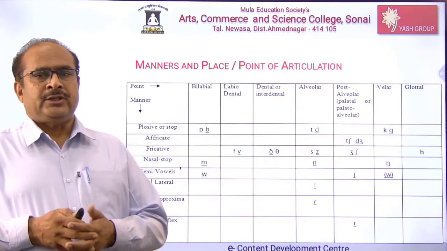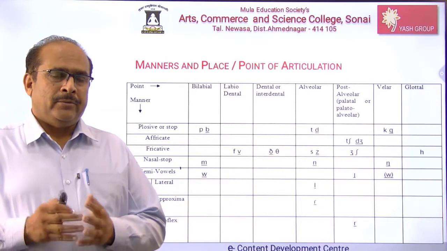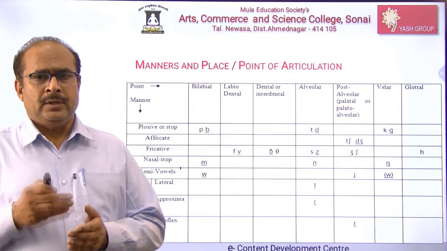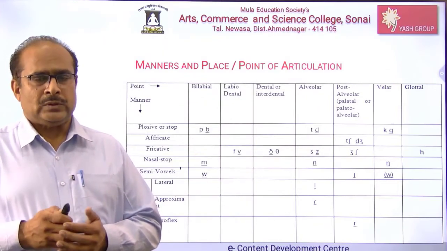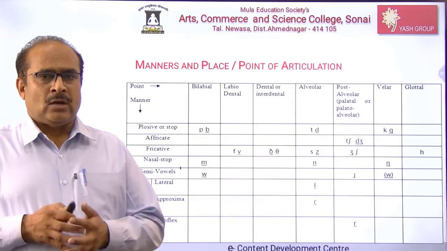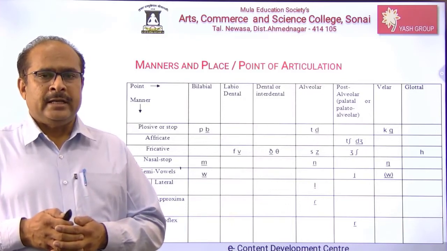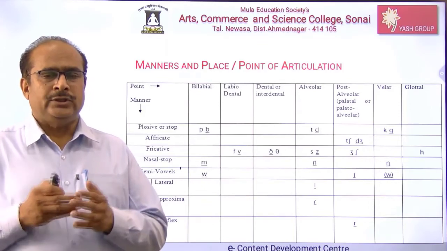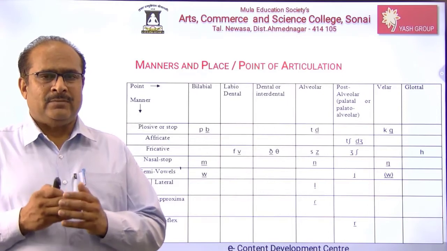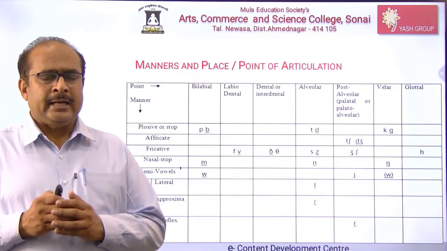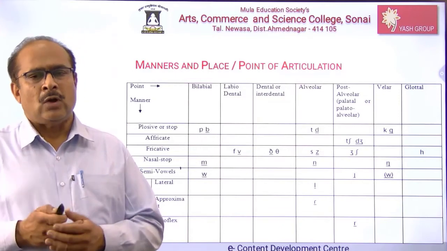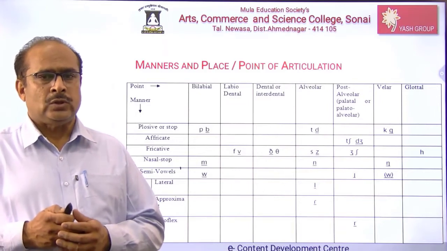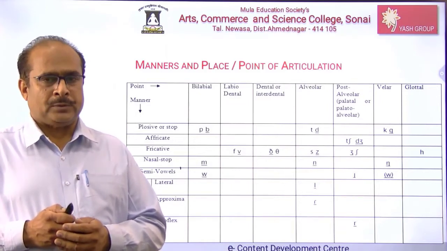This is manner of articulation and place of articulation. Now, what is manner of articulation? Manner of articulation means the manner in which that sound is produced. How we produce that sound. For example, in the case of p, b, t, d, and k, g, these six sounds, there is a complete closure. The tension is built by the air stream, and then the air stream is suddenly released into the outer atmosphere with a kind of explosion. Such sounds are called plosive sounds or stops.